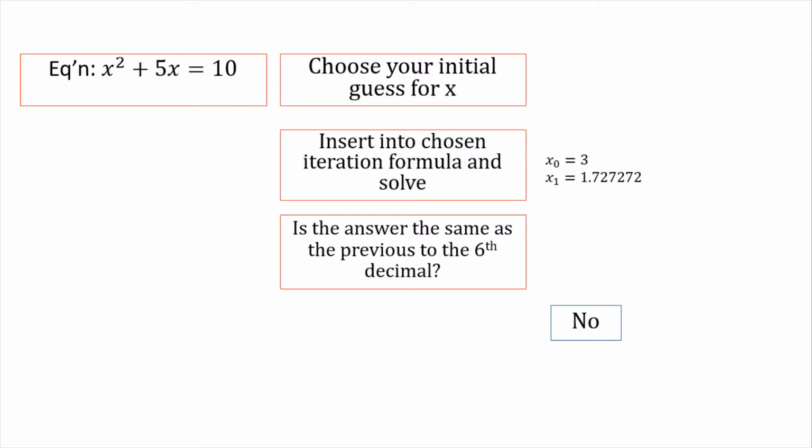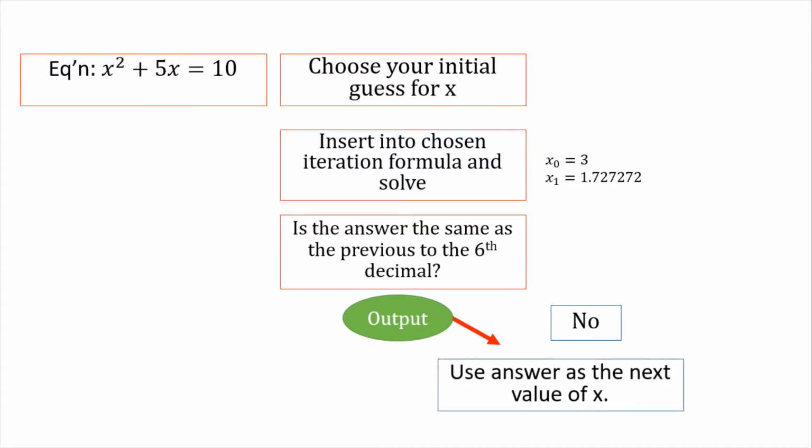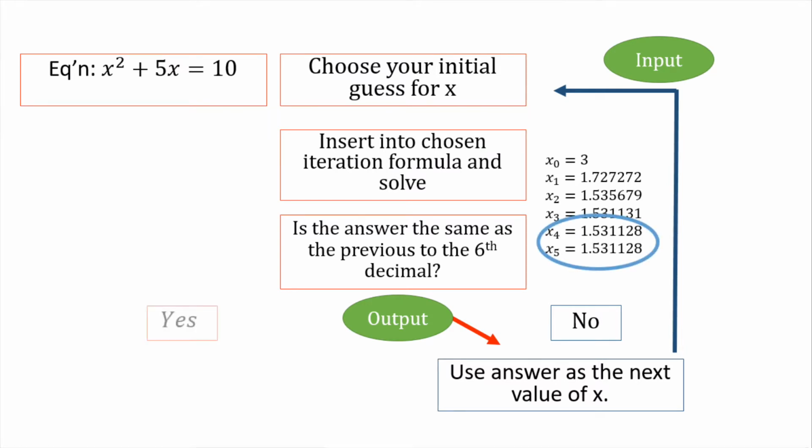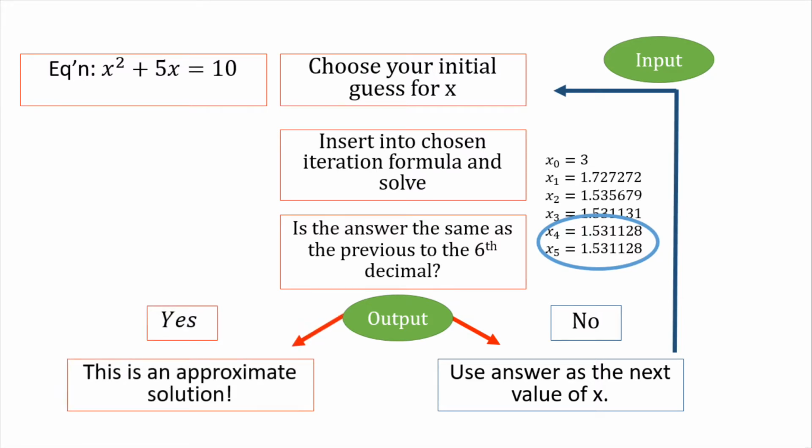Therefore, we're going to repeat the process and take the output that we got and use that answer for the input and the value of x. We will repeat this process until we see that x4 and x5 have the same answer to the 6th decimal place. Then we can determine that this is an approximate solution.